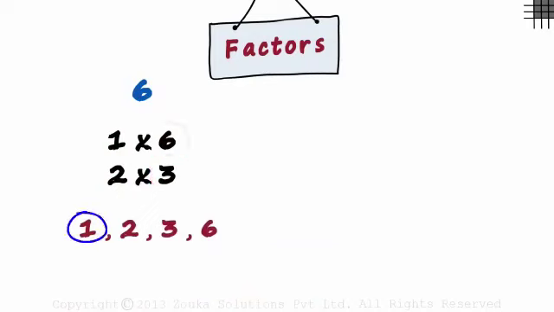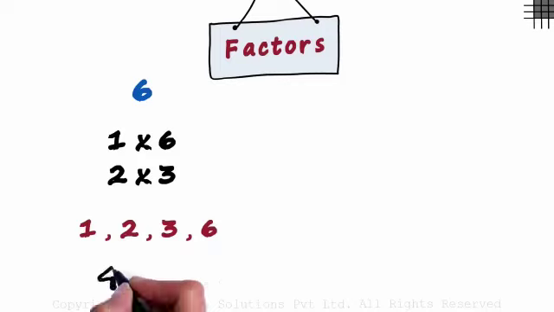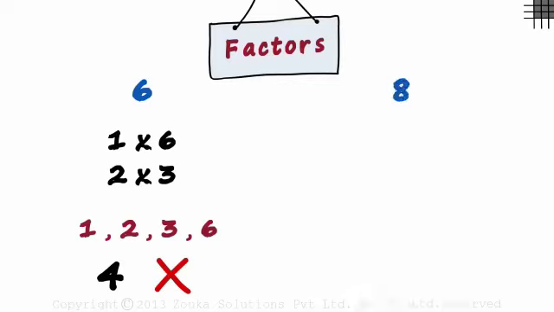1 is a factor of 6 since there is some natural number that it can be multiplied with to get the original number. Similarly, 2, 3 and 6 are also factors. But the number 4 is not a factor of 6 because it cannot be multiplied with a natural number to get a 6. Let us also try finding factors for the number 8.